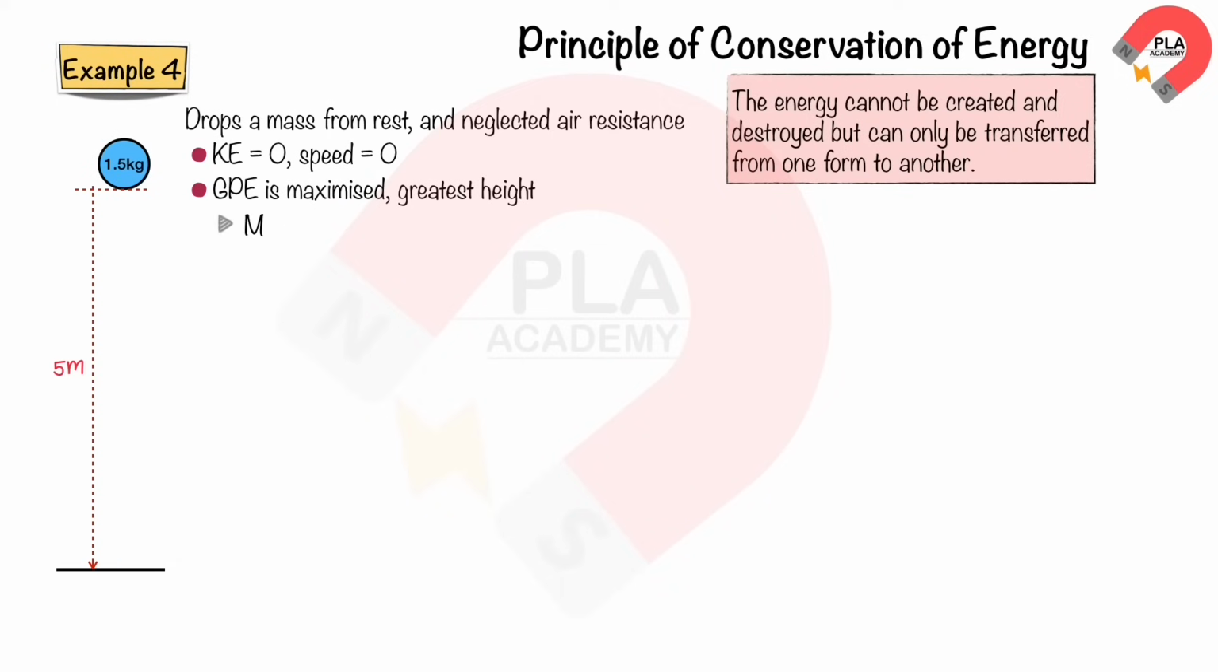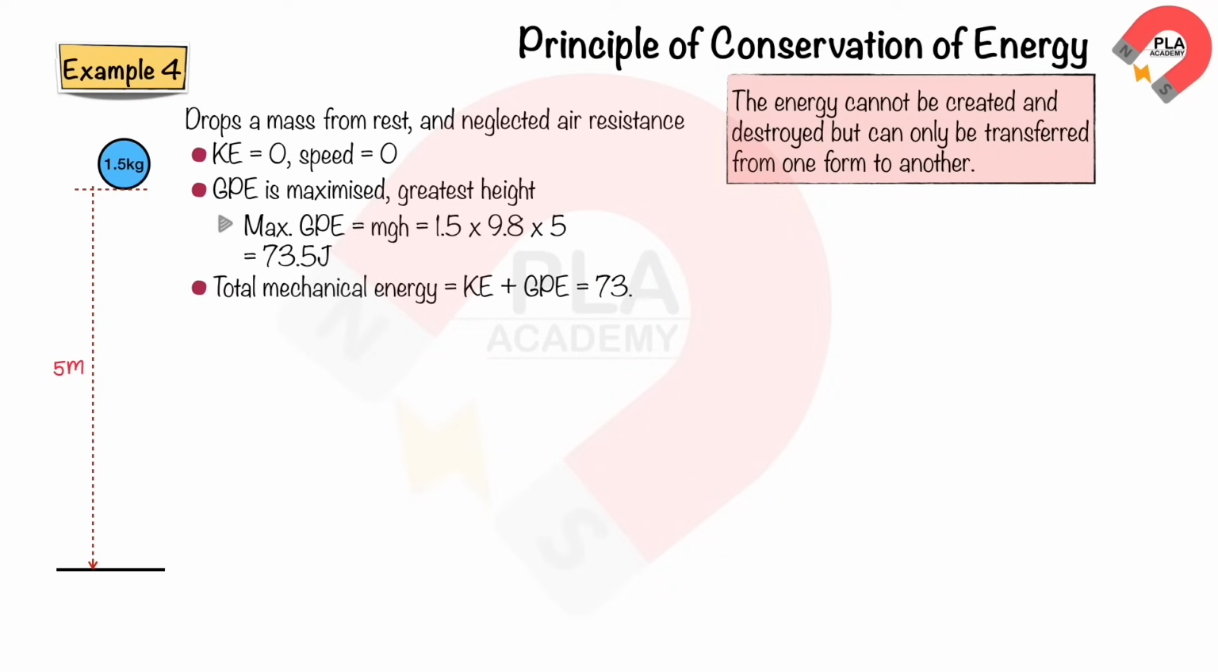The maximum gravitational potential energy is mgh, which equals 1.5 times 9.8 times 5, which is equal to 73.5 joules. The total mechanical energy of the system is the sum of its kinetic energy and gravitational potential energy, which in this case is 73.5 joules. It remains constant at any position.